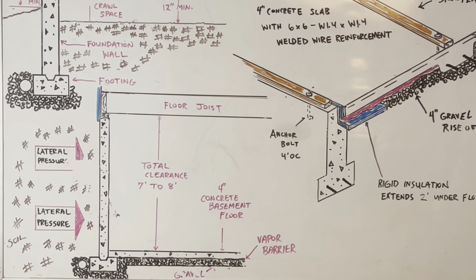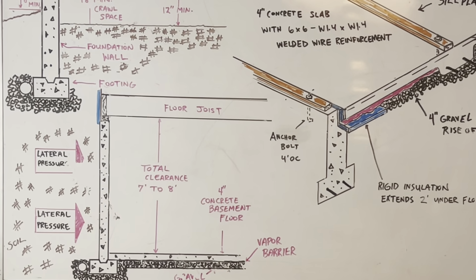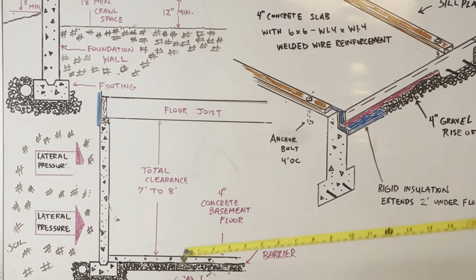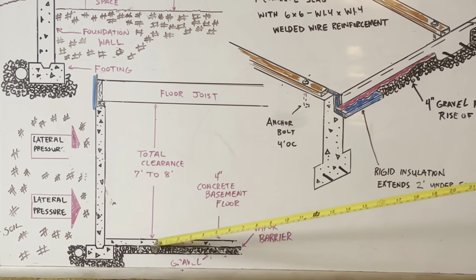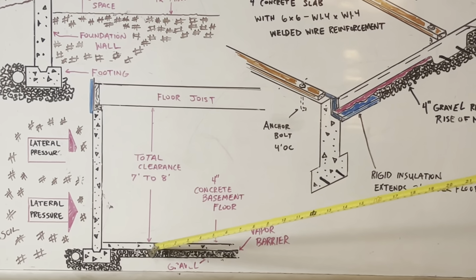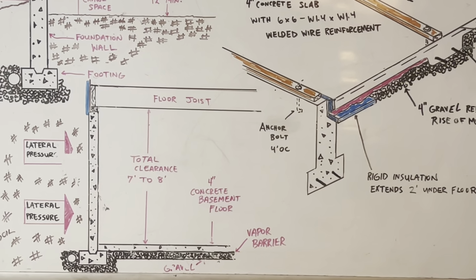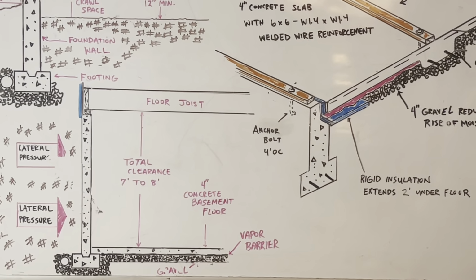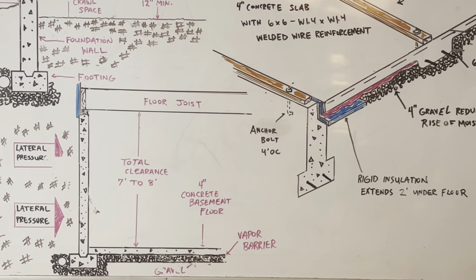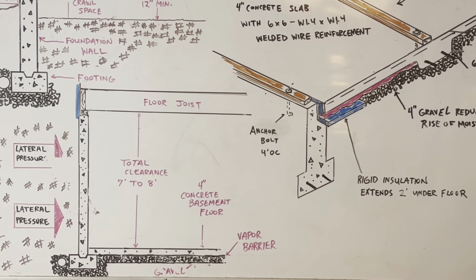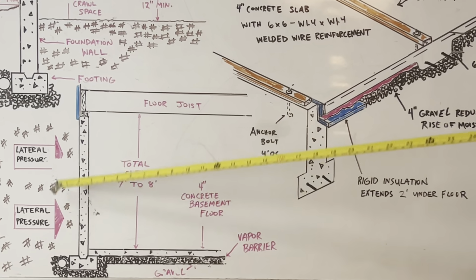Foundation walls are usually 7 to 8 foot from the floor slab to the bottom of the joist. So that's what we got right here. Total clearance 7 to 8 foot from the floor slab to the bottom of the floor joist. The walls must withstand the lateral pressure of the soil and be fully waterproof. That's what we were talking about right here.